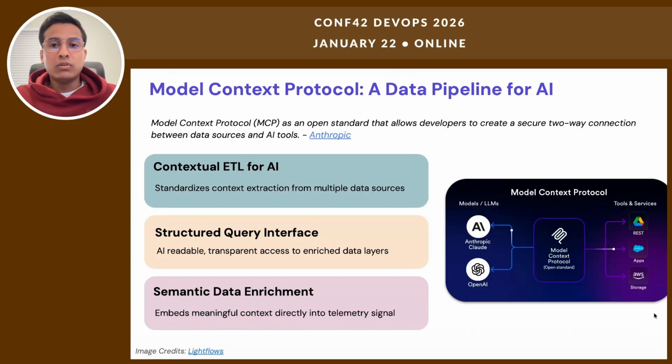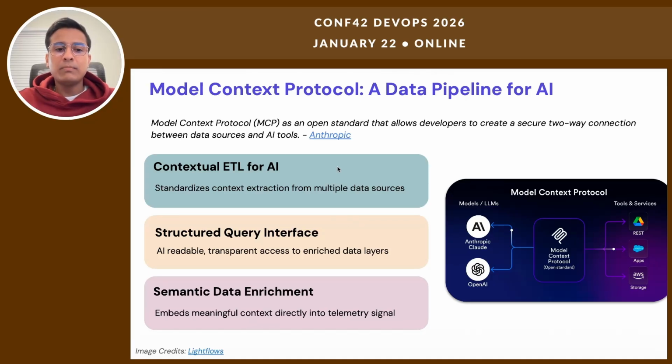So let's look at the Model Context Protocol, which lies at the heart of this whole data pipeline for AI-enhanced telemetry. We might all have worked with it or heard about it, but MCP is an open standard that allows developers to create a secure two-way connection between data sources and AI tools. If we look at the image, there is an MCP server that connects with different large language models like Anthropic's Claude Opus or OpenAI's OSS, and then there are different tools or services that get integrated.